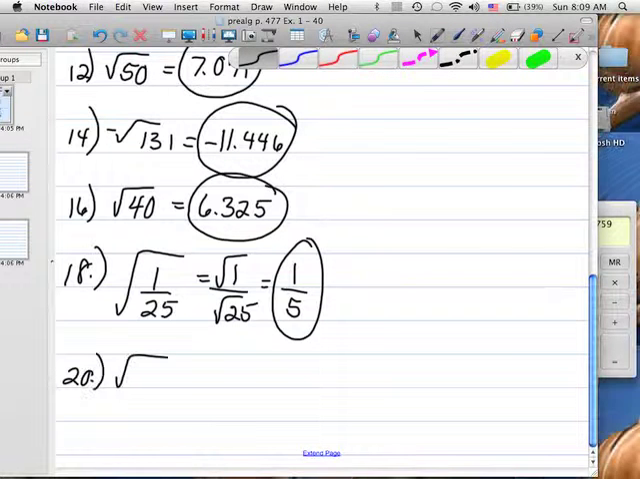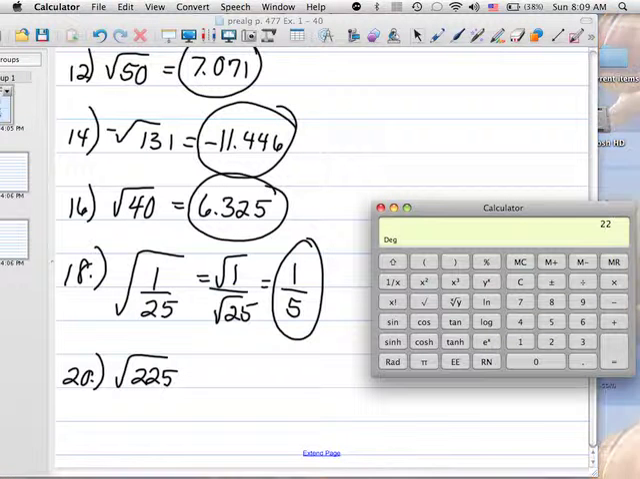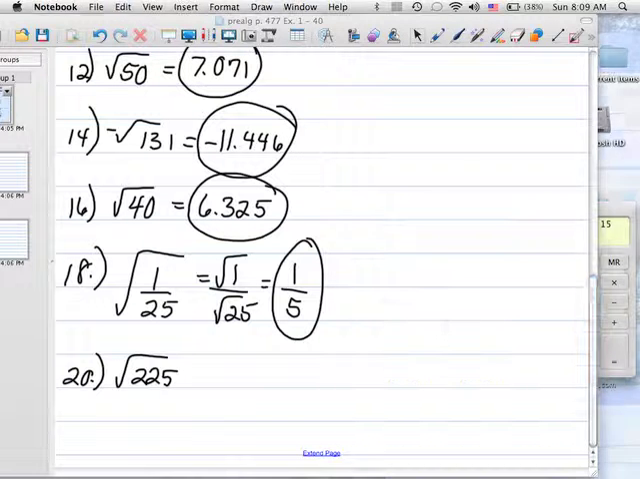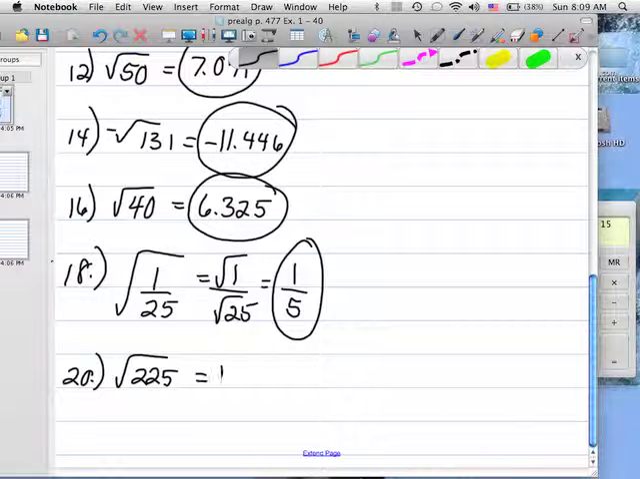Number 20, the square root of 225, that is a perfect square. If you don't know it, put it into your calculator, get the square root key, that's 15 times 15. So that equals 15.